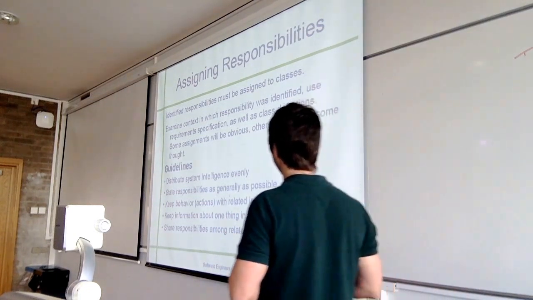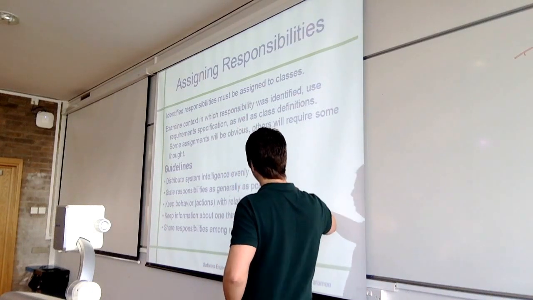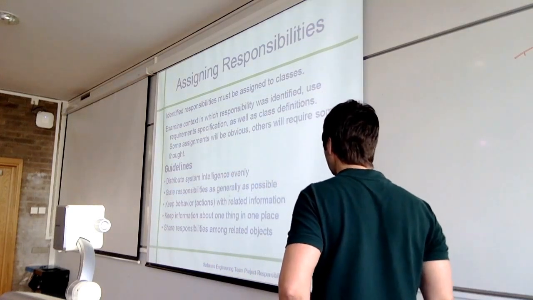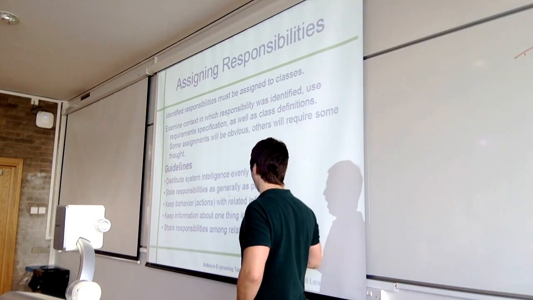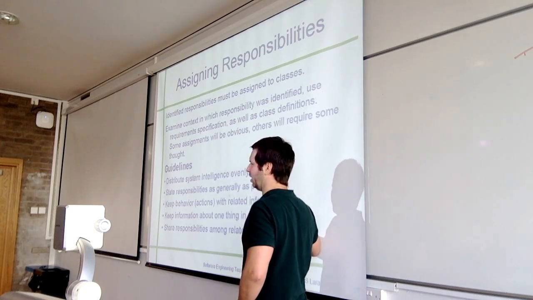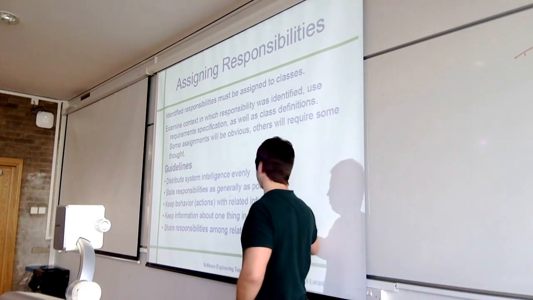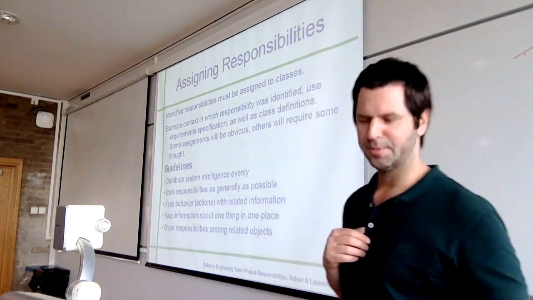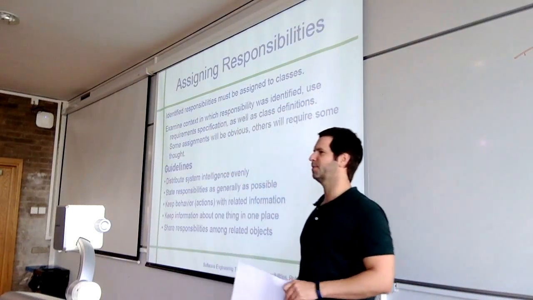We state responsibilities as generally as possible to start off with. We keep the data and the methods that operate on the data together. We keep information about one thing in one place, as opposed to keeping information about one thing in multiple places. Anybody know the reason for that rule? Can anybody imagine the reason for having such a rule? Keeping information about one thing in one place.